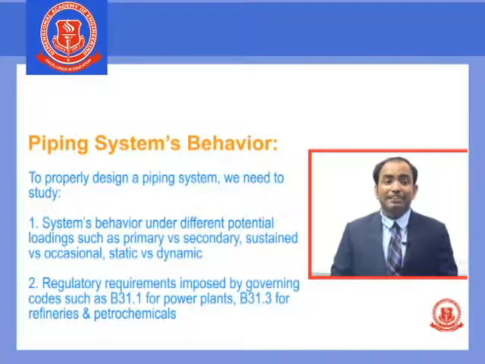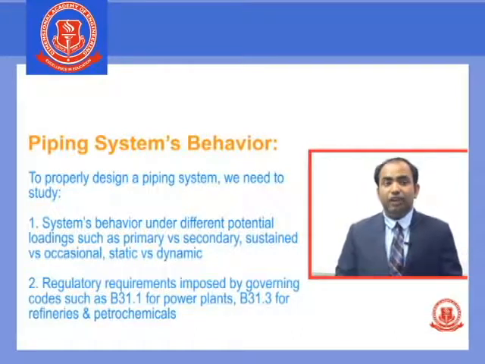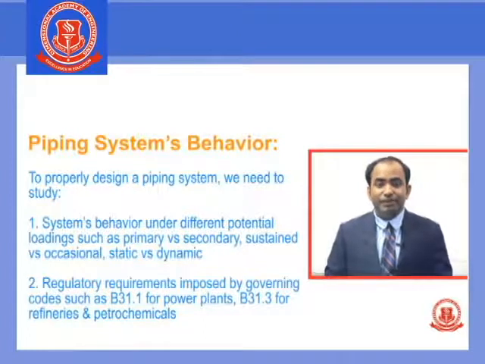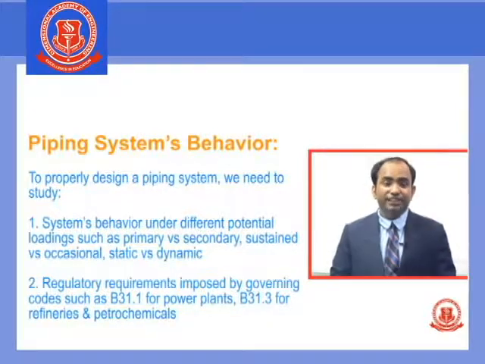Collective information of all such loads and sound analytical skill is required to take engineering decisions and to mitigate this effect. Regulatory requirements are given under some codes that we need to follow. Such codes are ASME B31.1 for power plants and B31.3 for refineries and petrochemicals. We'll see these codes and their guidelines in detail in our next session.